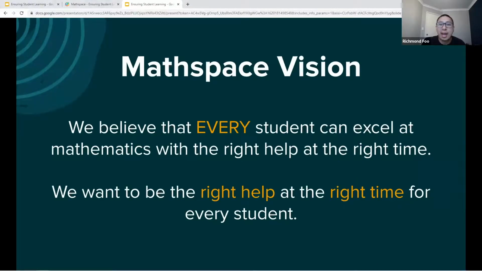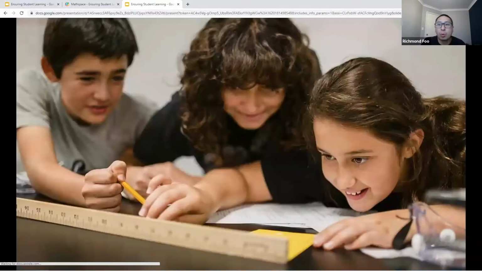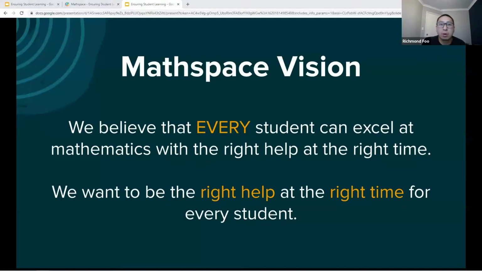So just zooming out a little bit, what I want to talk about first is what MathSpace really stands for, which is this statement. It's our kind of North Star. It's what we do every single day. That's why we wake up and go to work. And we believe that every single student has the ability to grow and excel in maths. And we want to be right alongside them, helping them whenever they need it.